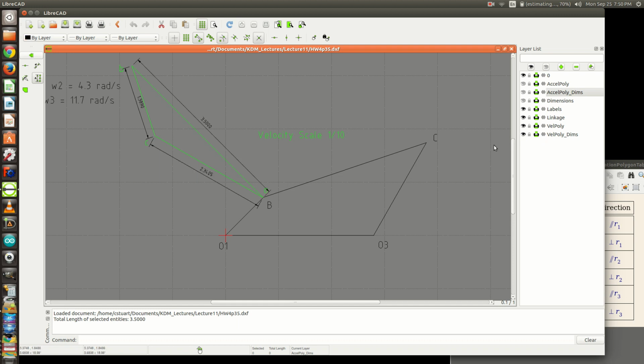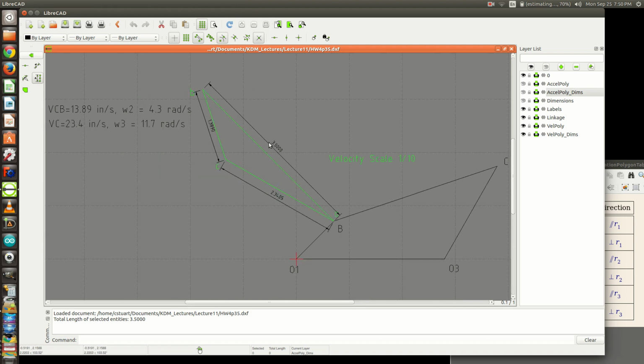In this particular case, we find the following from our figure. This is at a scale of 1/10. We were told that the crank is rotating counterclockwise at 35 radians per second. Therefore, the velocity of point B is 35 inches per second.